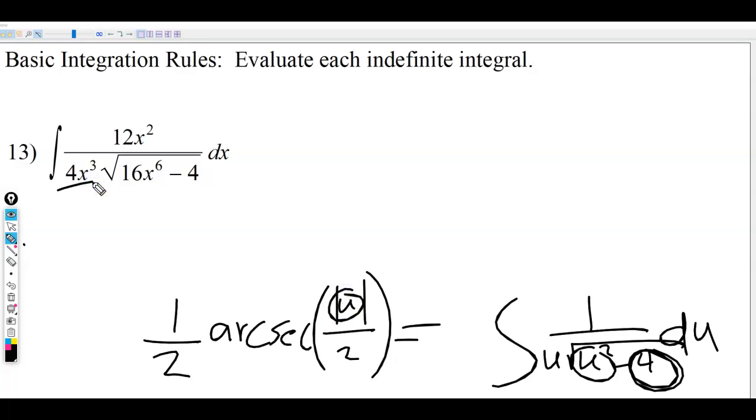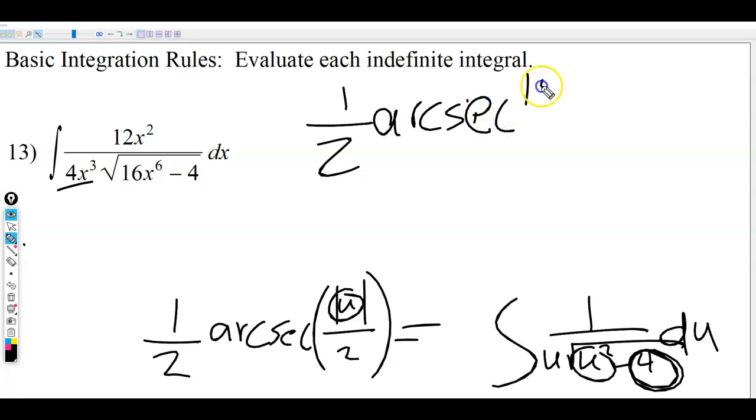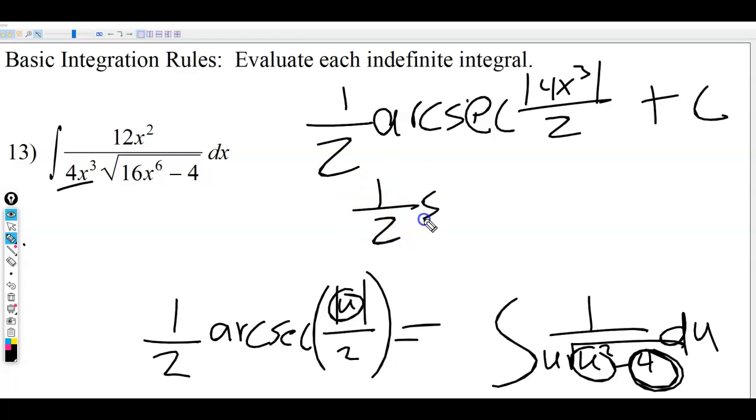U was 4x cubed, right? So we have 1 over 2 arc secant of the absolute value of 4x cubed over 2 plus c. And just as an extra little note to you, a couple of things. They could write it like this. That's also how you can write arc secant, is with a secant with a little -1 there.